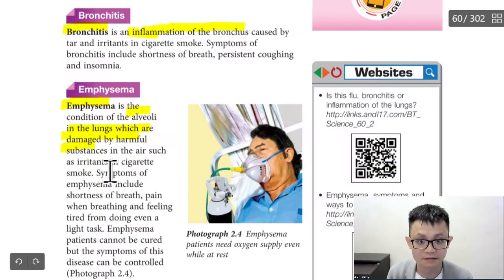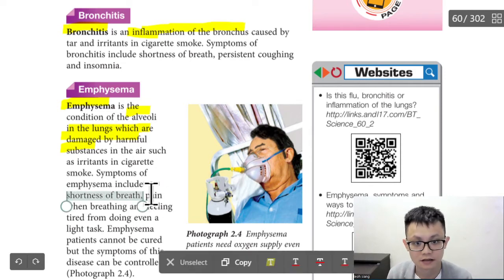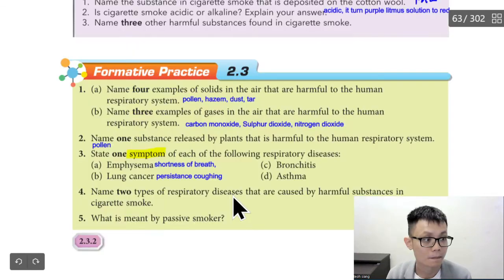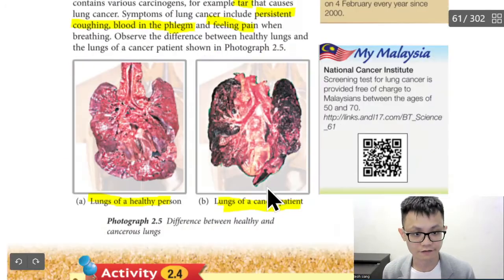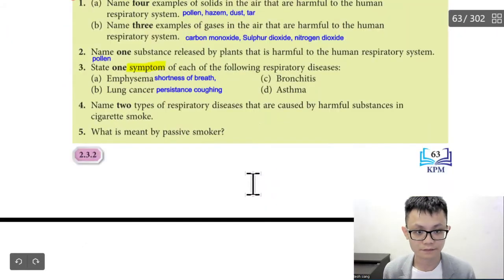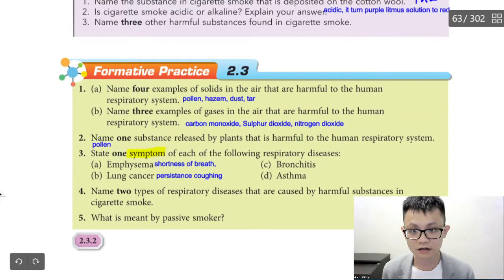Symptoms of bronchitis include shortness of breath and pain when breathing. So maybe I just copy here. Shortness of breath. Okay, so right here, for bronchitis, shortness of breath. Let's put it down here, shortness of breath.